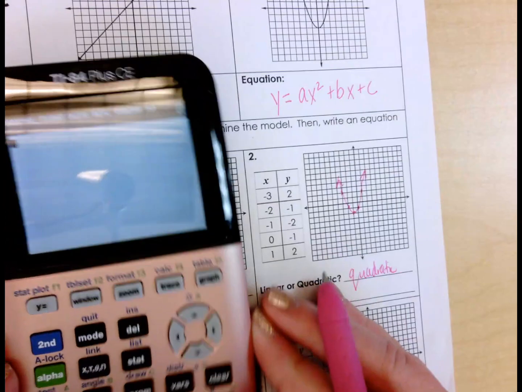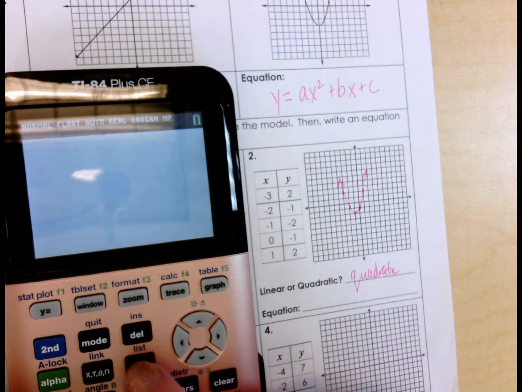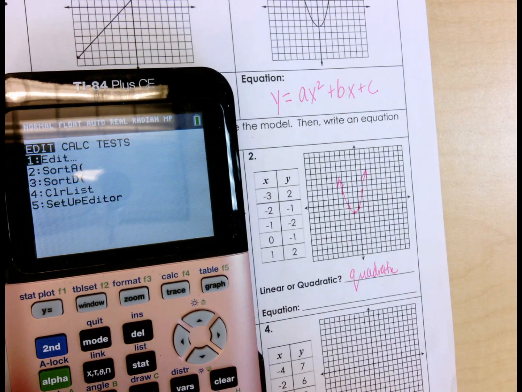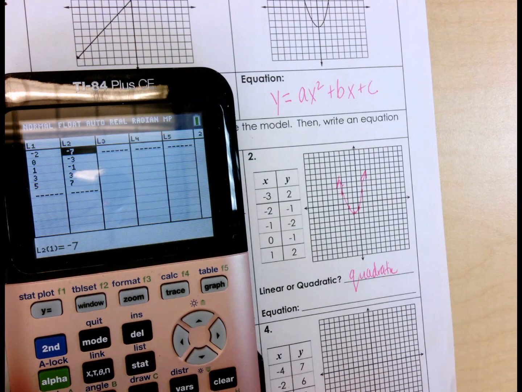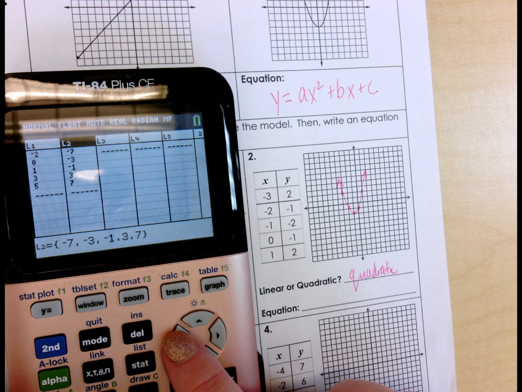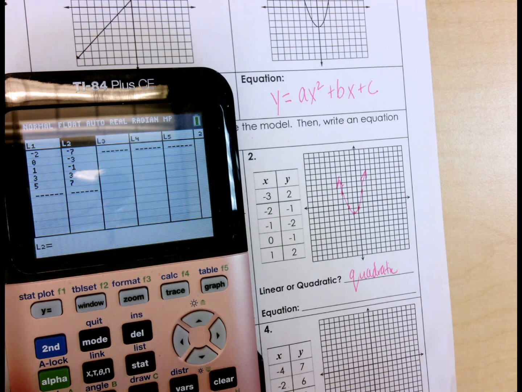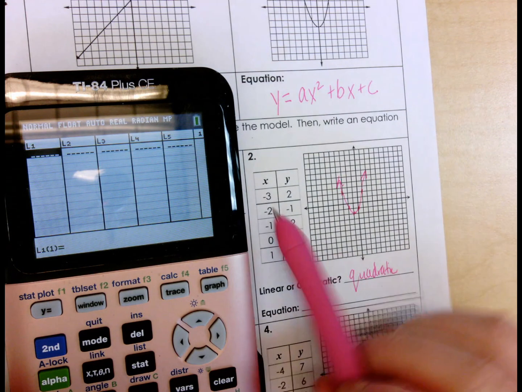So here we go. We're going to go back to Stat. Okay, you're going to go to Edit, press Enter. And then to clear this out, it's a little bit trickier. You go all the way up to the L2, you press Clear, and then you press Enter, and it'll clear that out. Then go back up to L1, press Clear, and press Enter. Okay, and then we're going to type in these values again.